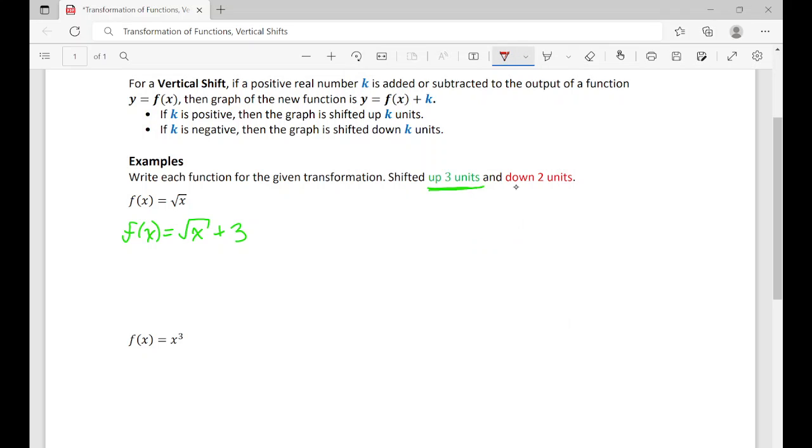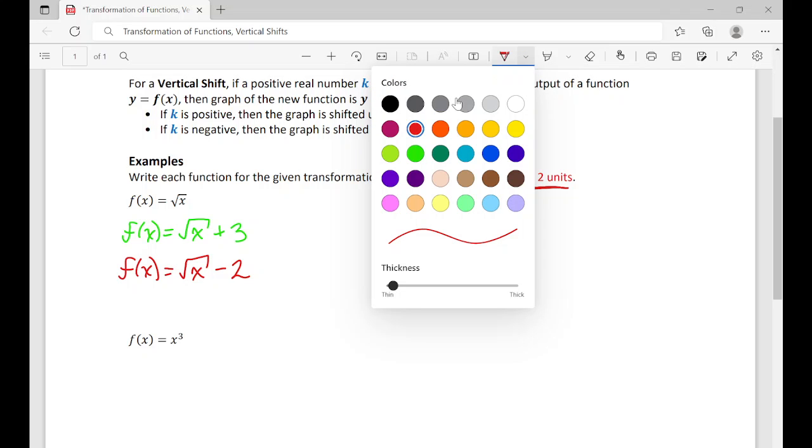Now, shifted down 2 means it's going to be f of x equals the square root of x. And since it's down 2, k is going to be negative, so it's going to be a minus 2. And in green, again, is shifted up 3, and in red is shifted down 2.